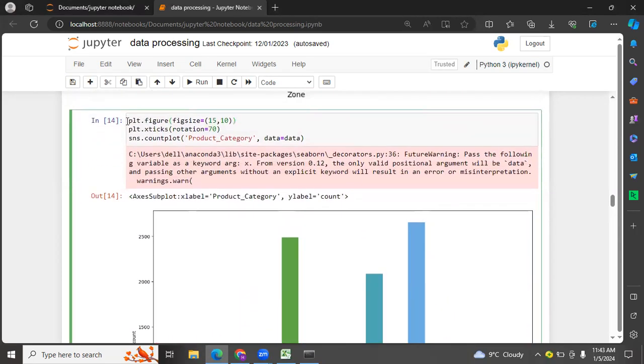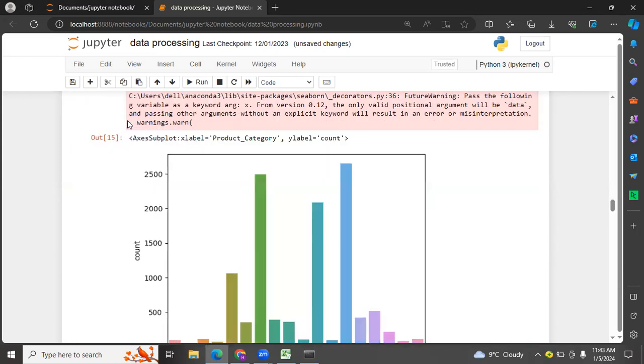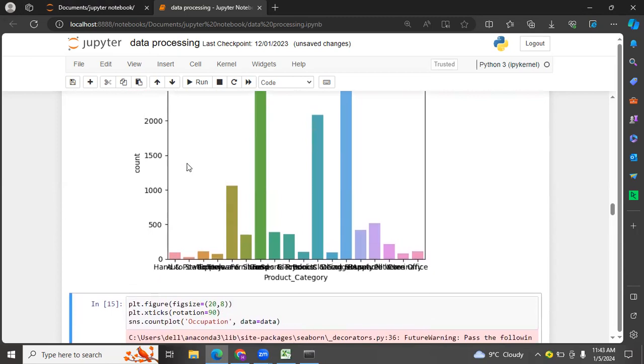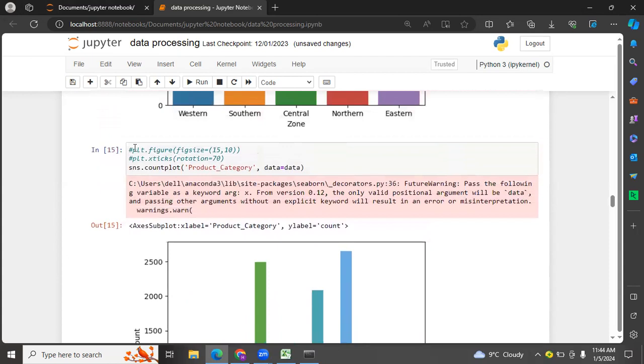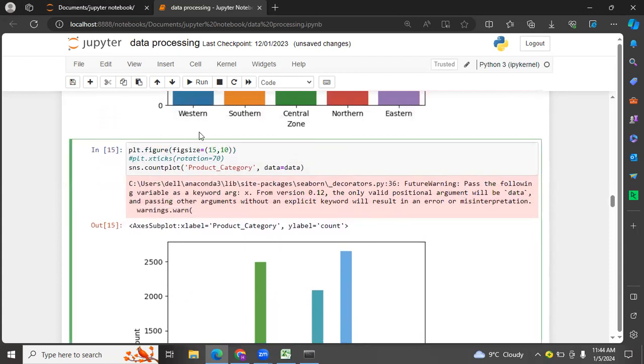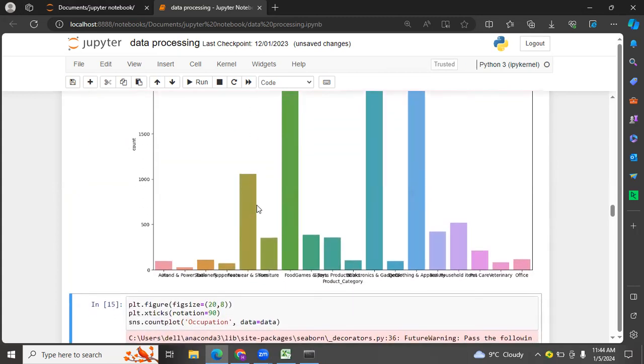Let me show what will happen if I didn't use these two lines. I have plotted this graph and now you see the labels on the x-axis are all messed up. So for that, I have increased the size of the graph by using this line of code. I will run this and now the size has increased. But you see, there are still some words that are not visible, right?